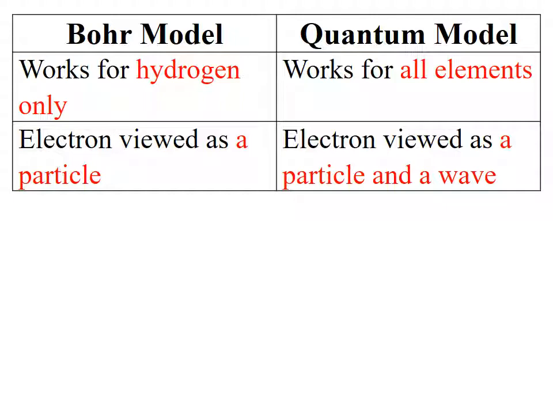There are some experiments where it makes more sense to model an electron as a particle. You can explain what's going on that way. There are some experiments where it makes more sense to model the electron as a wave. And if you look at the electron as a particle, you can't explain what's going on. So it's a little bit of both.